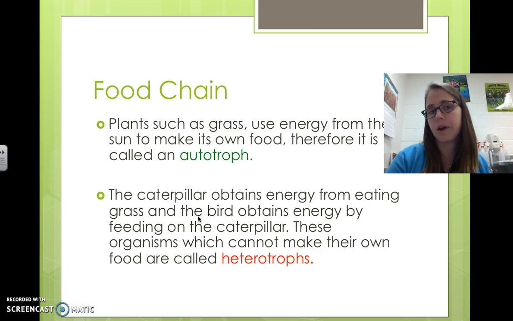That should sound familiar. The autotrophs then are eaten by consumers like a caterpillar. A caterpillar, because it eats an autotroph, is considered a heterotroph. There are also birds that eat caterpillars or other organisms, and those birds are also heterotrophs because they cannot make their own food. So be sure that you're clear on that.